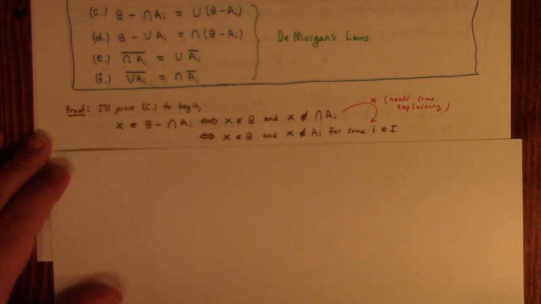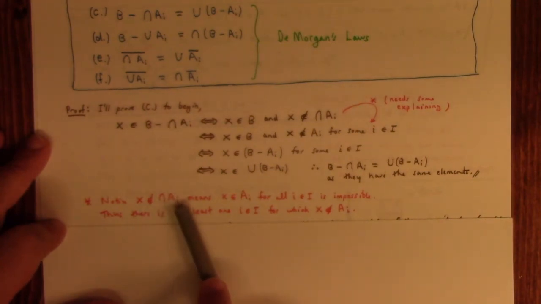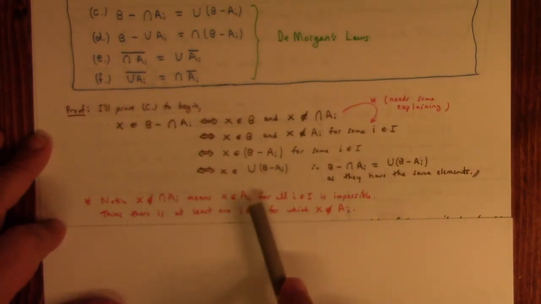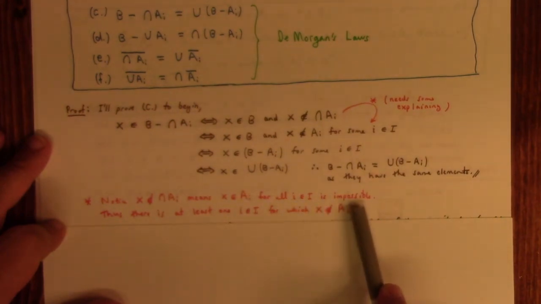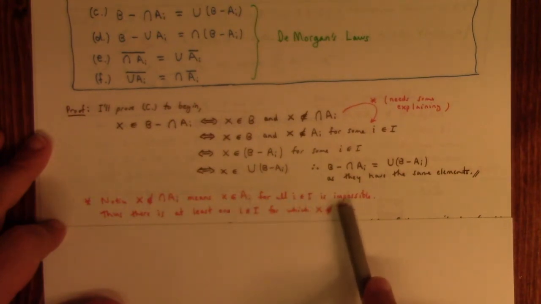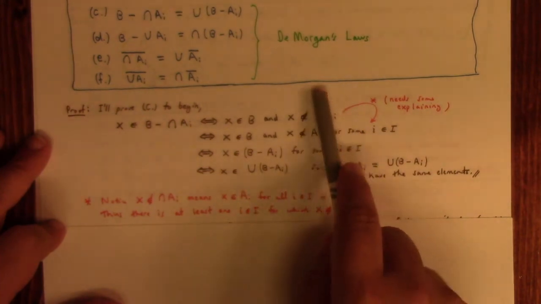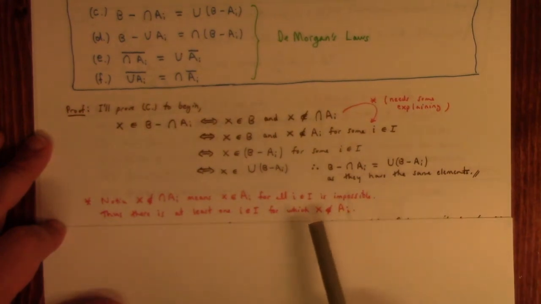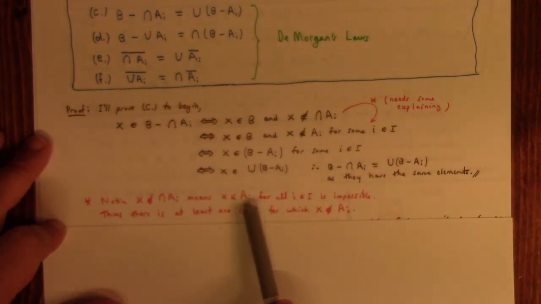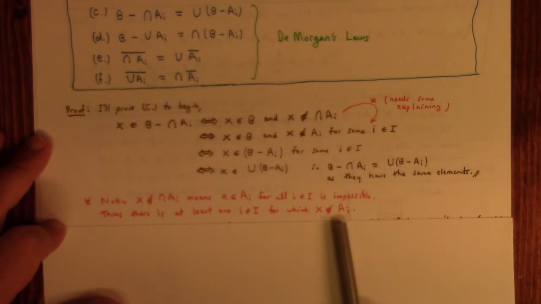So let's just skip ahead to the explaining for a second here. Notice X is not an element of the intersection. That means that X being an element of A sub I for all I is an impossibility, right? If X was an element of A sub I for all I, that would mean that X is an element of the intersection of all the A sub I's, which is a contradiction to what we're given. So if it's not true that X is an element of A sub I for all I, there's at least one I in I for which X is not an element of A sub I. And that's the step that I made right up here.